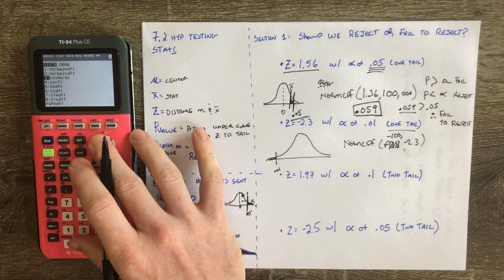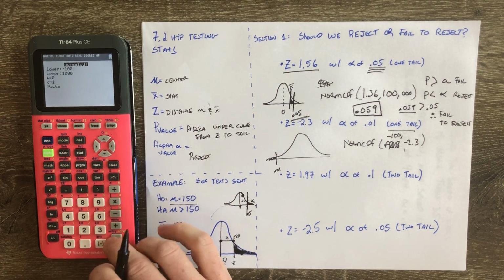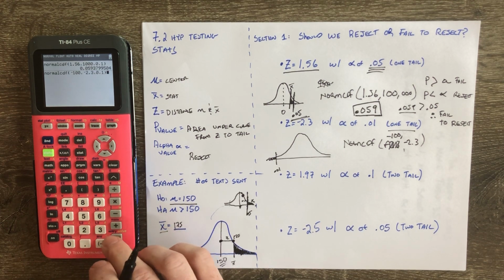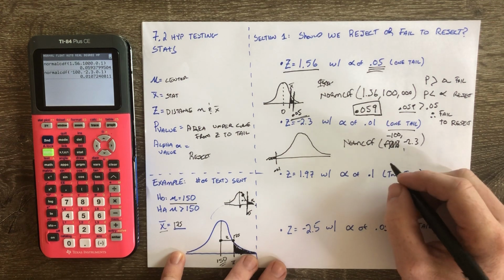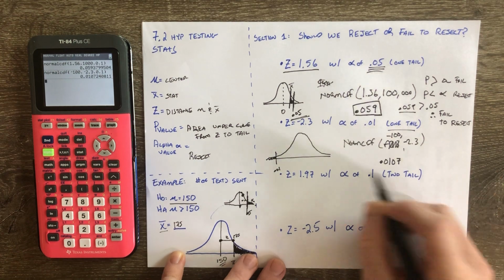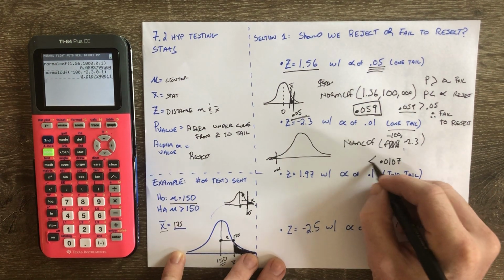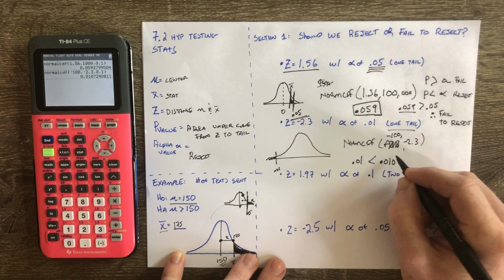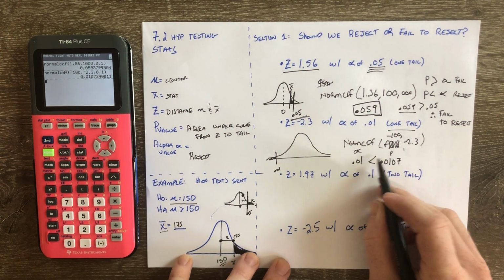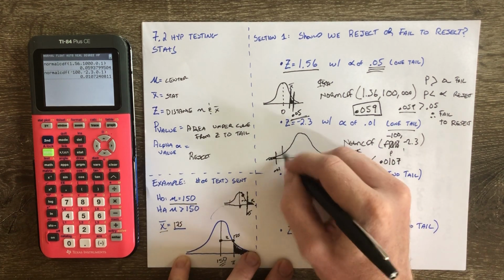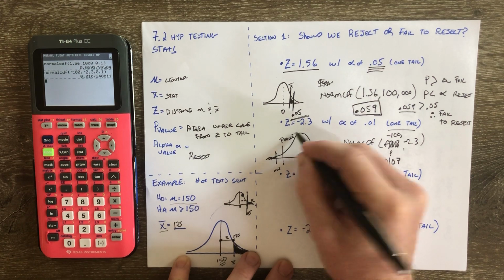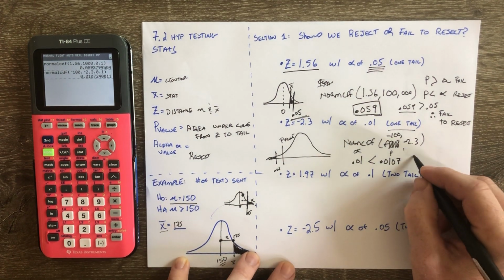Second distribution, normal CDF, negative 100, negative 2.3, 0.1. So we get a p-value of 0.0107. Dang, that's really close. So again, 0.0107, that's actually greater than 0.01. So this is my p, this is my alpha. Right, so again, p is bigger than your alpha, so I got a p-value probably right about here. That's bigger than your alpha, so again, we're going to fail to reject.